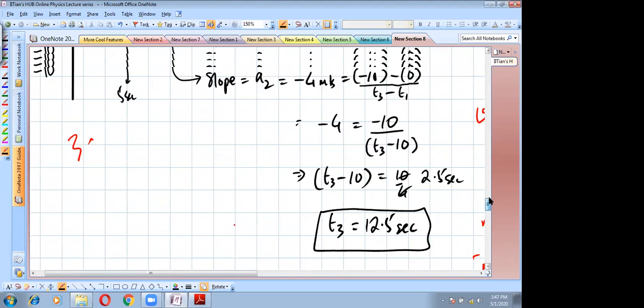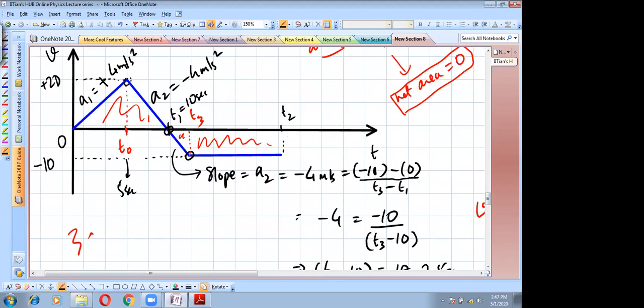So now I know all these 3 times. I know this is 5 seconds. I know this is 10 seconds. And I know this time here is 12.5 seconds. This is still unknown. Okay. But next, what I'll do is calculate the total area up to here, and then I have to add the area further here and make that net 0.